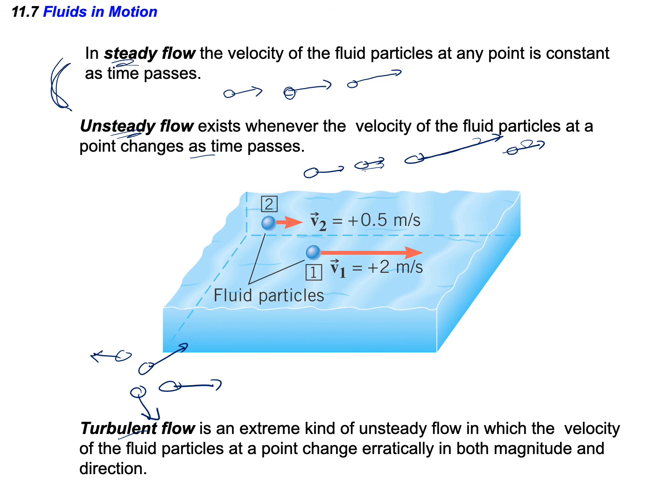So in this section, we're going to derive an equation with pressure, speed and energy. We're going to make some assumptions so that it's easy for us to derive the equation, and that's why we're going to talk about these three terms: steady flow, unsteady flow, and turbulent flow. Based on these definitions, we're going to make some assumptions before we derive that equation.